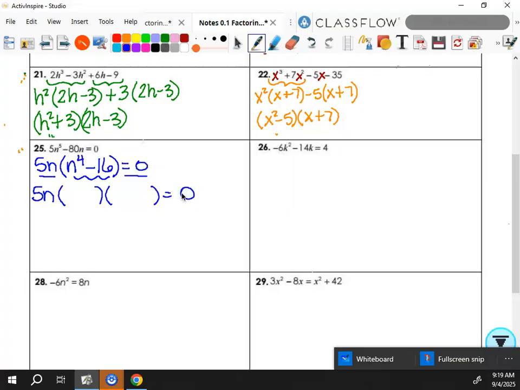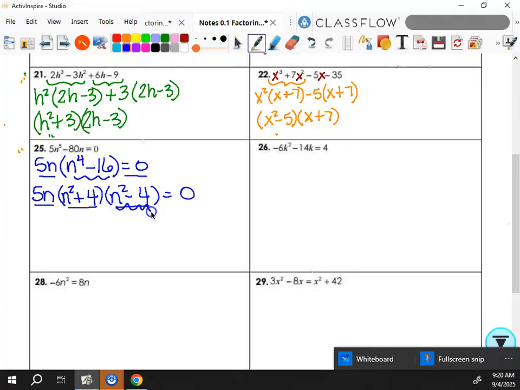The square root of n to the 4th is n squared. Square root of 16 is 4. So I get n squared plus 4, n squared minus 4. Okay, difference of squares. Everybody with me? All right, now, can't do anything else with this guy. He's along for the ride. Can I factor this anymore? No, because there is no sum of squares, right? Can I factor this some more?